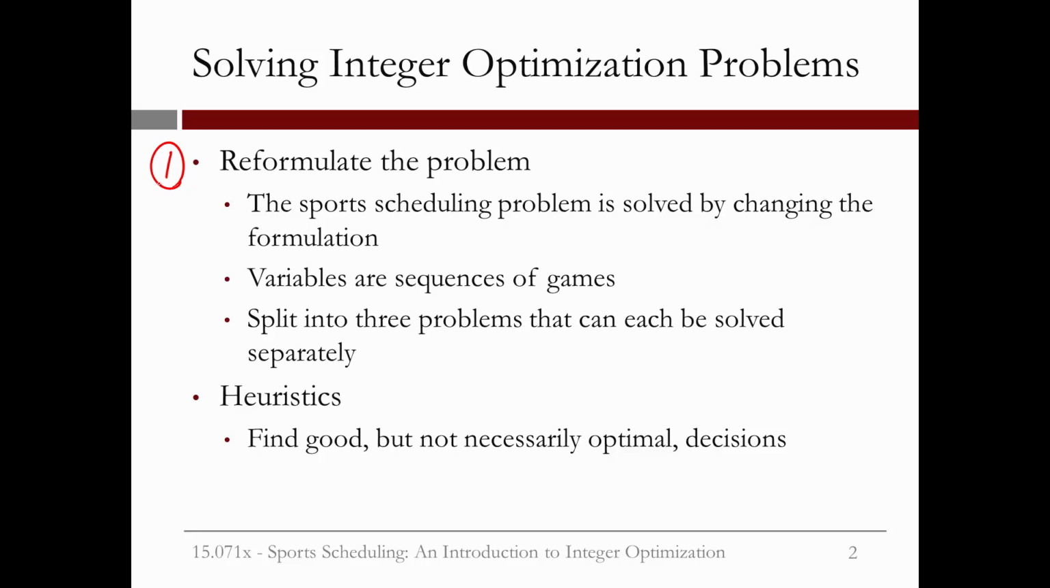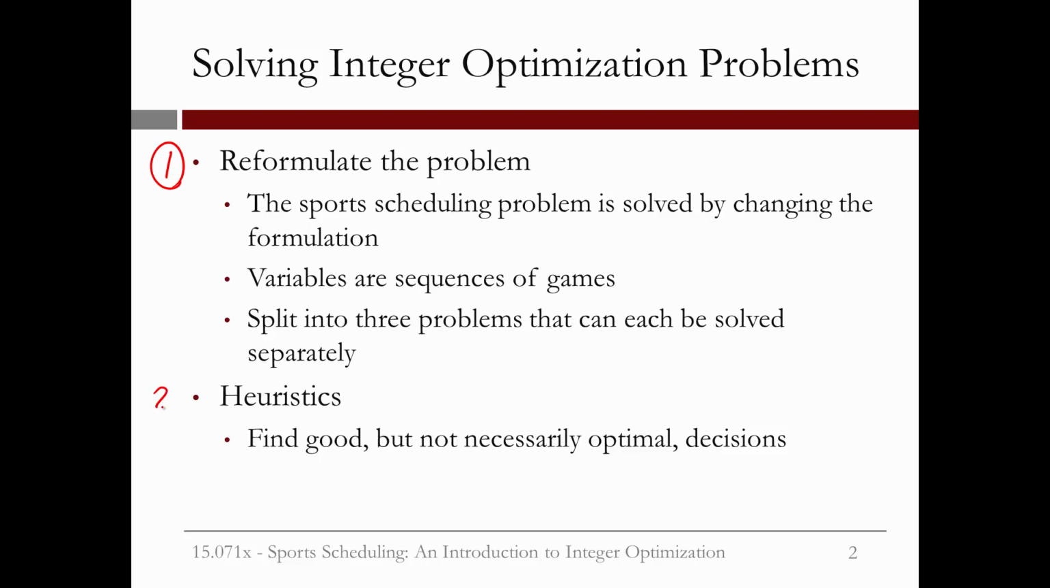The sports scheduling problem with more teams is often solved by changing the formulation. Instead of the decision variables we discussed in this lecture, the variables are sequences of games. Additionally, the problem can be split into 3 smaller problems that can each be solved separately and much faster than just solving the whole problem.